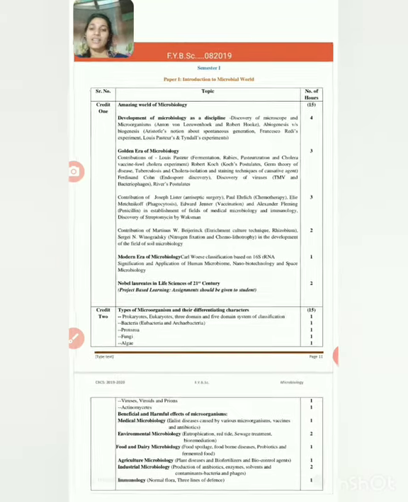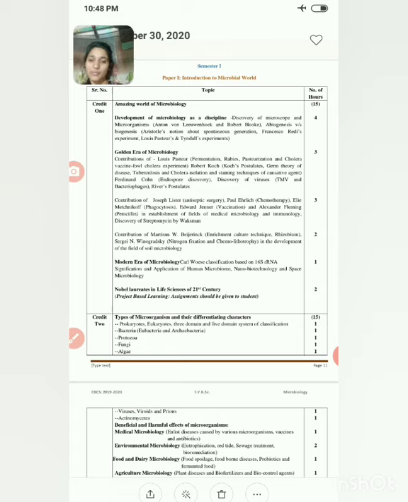Second credit is Types of Microorganisms and their differentiating characteristics. Now its name itself indicates, in this chapter we are going to study the different types of microorganisms and what type of characteristics they have. The first point is prokaryotes, eukaryotes, 3 domain and 5 domain system of classification. In 11th and 12th you have already studied the 5 kingdom system, then the 3 domain system, but here we are going to study the same with the help of their characters.